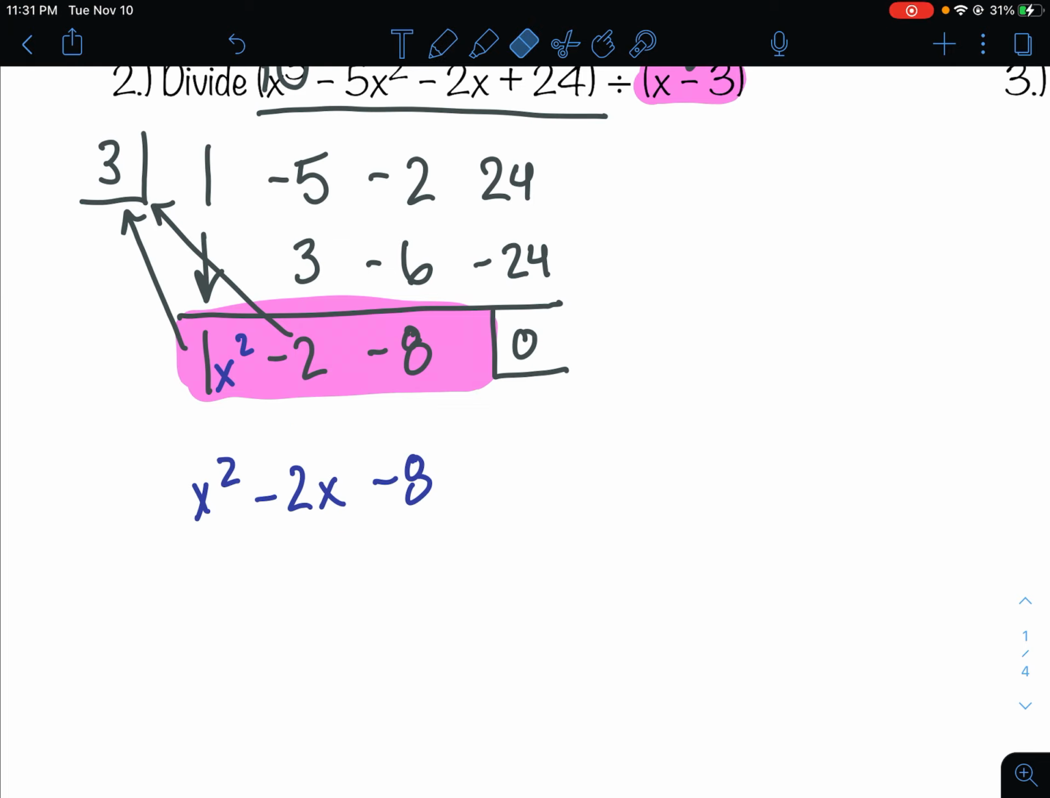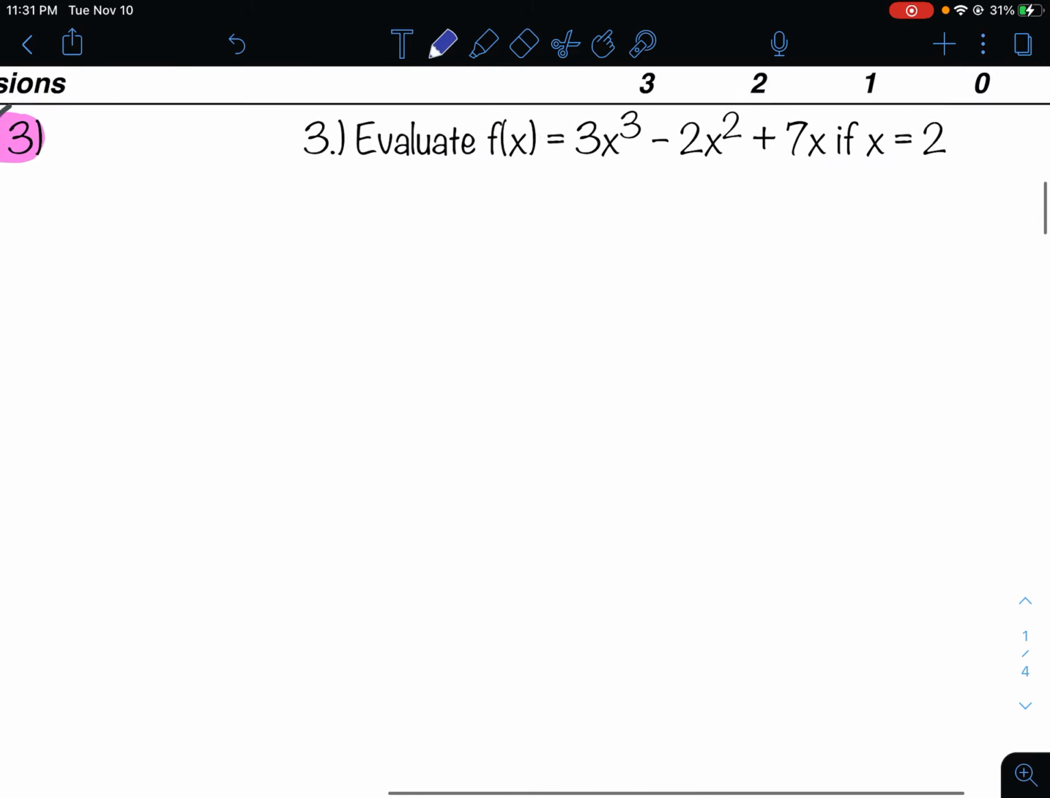Now, let me take a step back. If there had been a remainder, let's say a remainder of 10 or something like that, then I would have to add that remainder, whatever it is, in the numerator, and whatever I was dividing by in the denominator. But since I didn't have a remainder, that is my final answer.